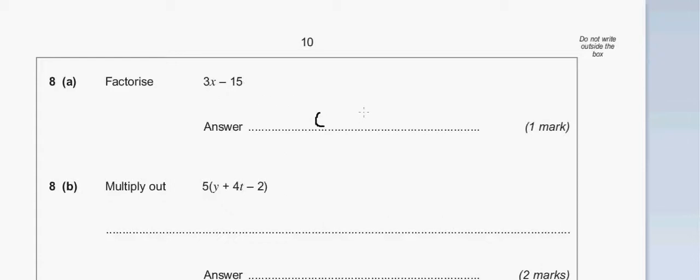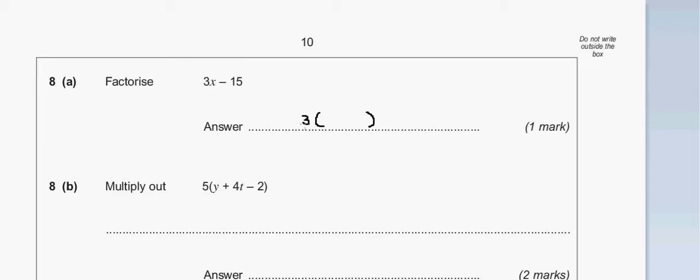So we're going to have brackets here. We've just got the numbers, so it's a question of what number divides into 3 and 15. Now I know 3 goes into 3 and 3 goes into 15. So I pull that out.